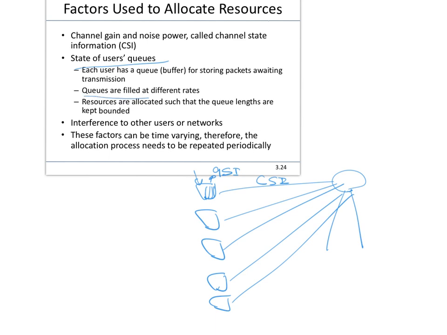So queues are filled at different rates, and the resources are allocated such that the queue lengths are kept bounded. So I don't want the queues to build up very fast to the extent that they start to drop packets. That's also not a good situation. Sometimes there is a correlation between the queue state and channel state, and sometimes there is no correlation. And that also changes the dimension of the problem.